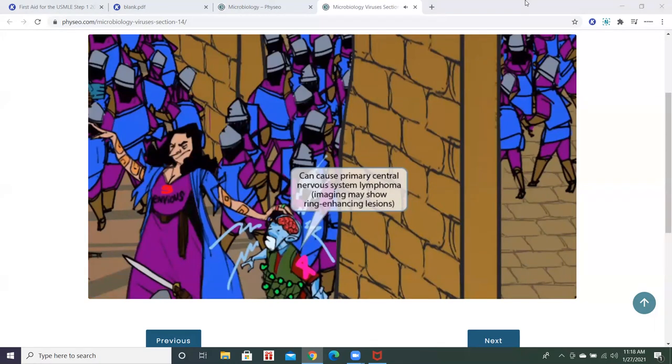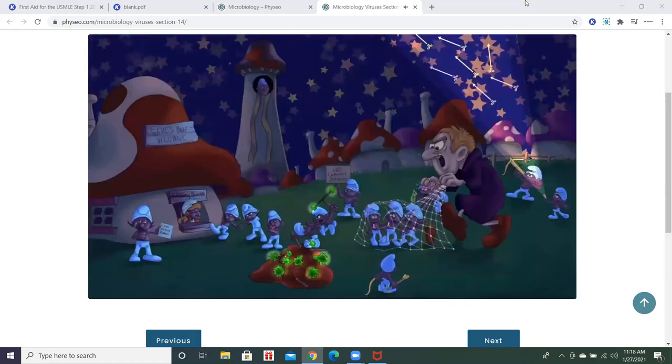The ring-enhancing lesions in an HIV patient can be a tricky topic, though, because toxoplasma can also cause ring-enhancing lesions in HIV patients. So if an HIV patient presents with a ring-enhancing lesion, how will you know if it's due to EBV or toxoplasma? Let's go to our EBV image to review primary central nervous system lymphoma and answer this question. This is our image of EBV.